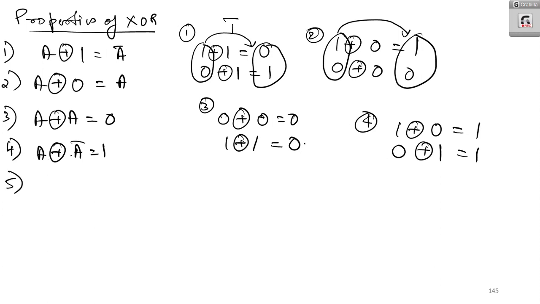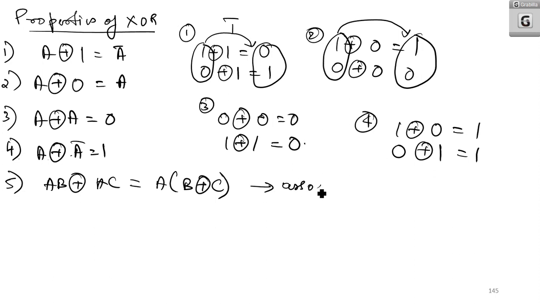So coming to the fifth property. The fifth property is AB XOR AC is equal to A into B XOR C. This is basically the distributive property of XOR. The proof of this will be dealt with when we deal with the proof of Boolean algebra.